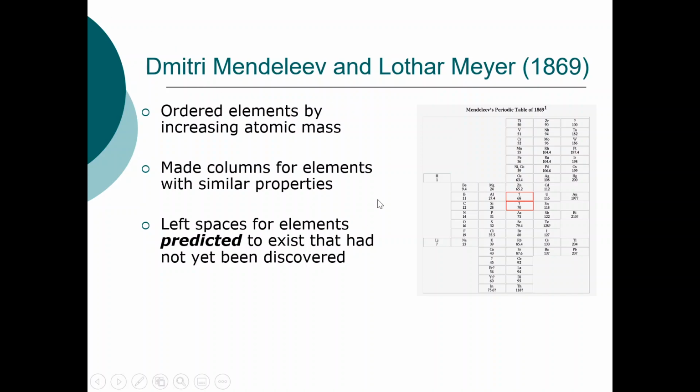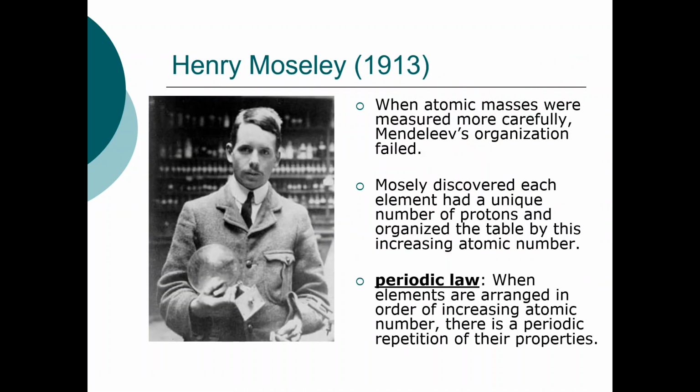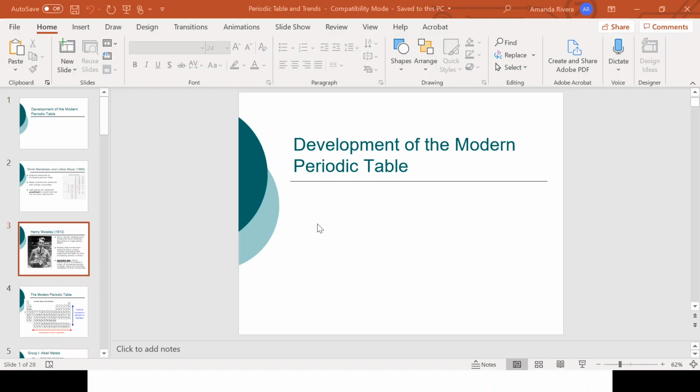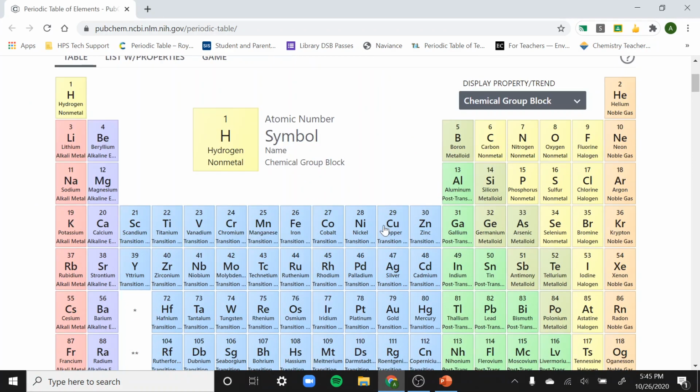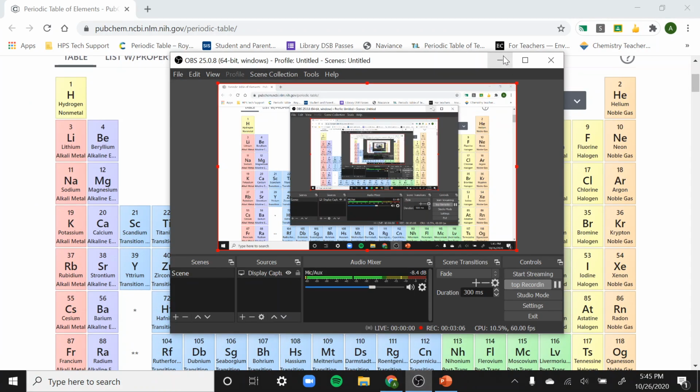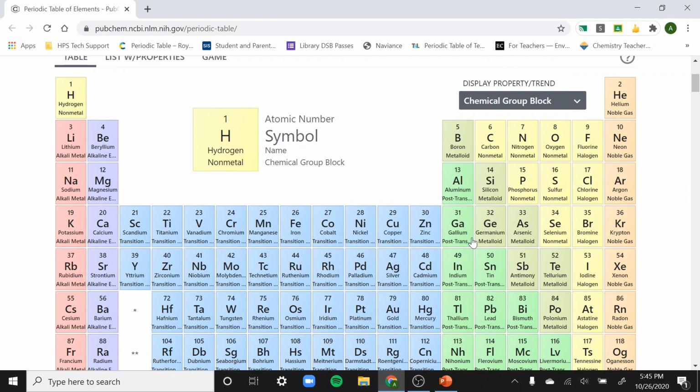Turns out that as the atomic masses were measured more carefully, Mendeleev and Meyer's periodic table actually didn't work anymore. In fact, maybe I should stop this here and let's go look at the periodic table together, you guys. Let's look at this periodic table here. Let me make sure my recording is showing it. Yes, it is. Good. Don't mind me.